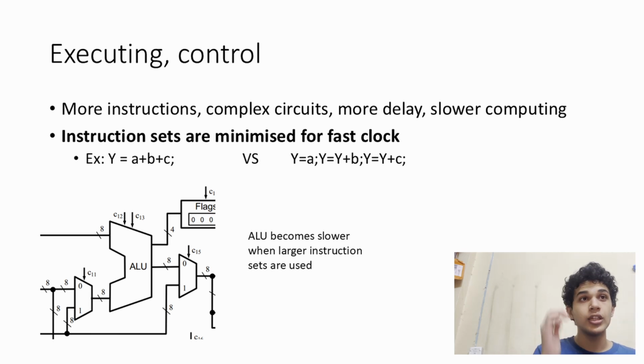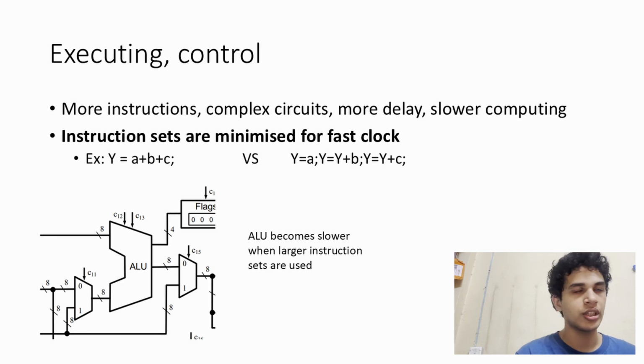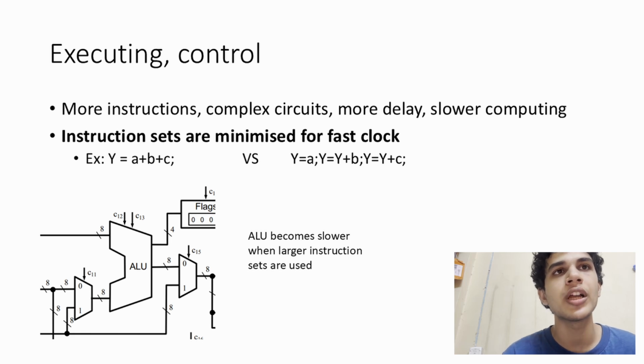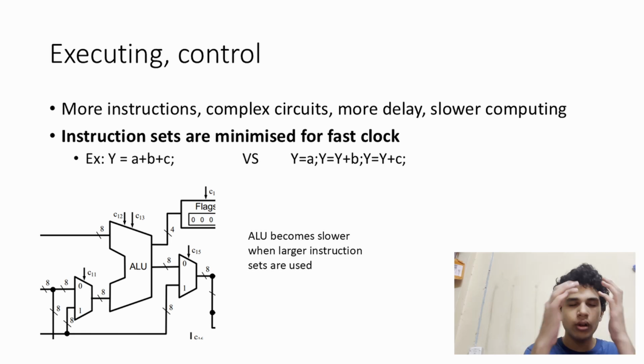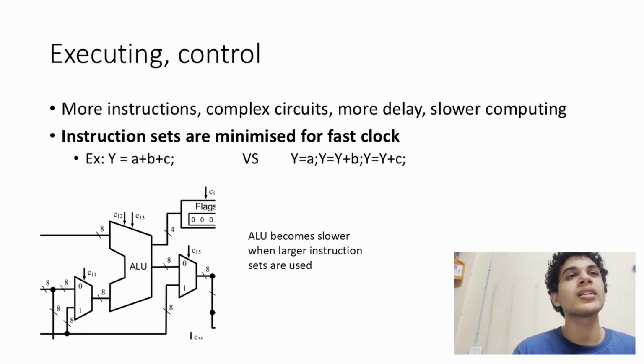Now the issue that arises with execution and instructions is that the more instructions that we want, and the more complex instructions that we want, the more delay there is in the ALU and the control logic circuits, because each of these circuit elements has some kind of propagation delay, and the longer and more complex we make our instruction sets, the slower the clock is and the slower the operation is.